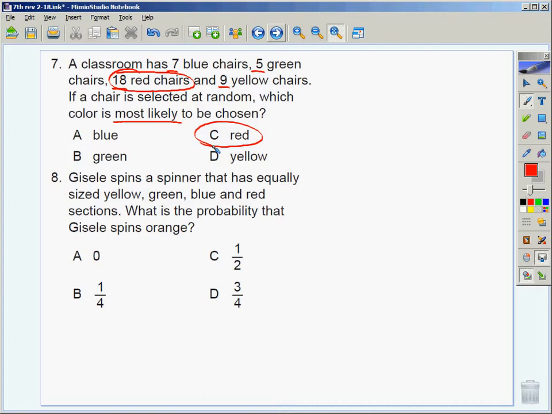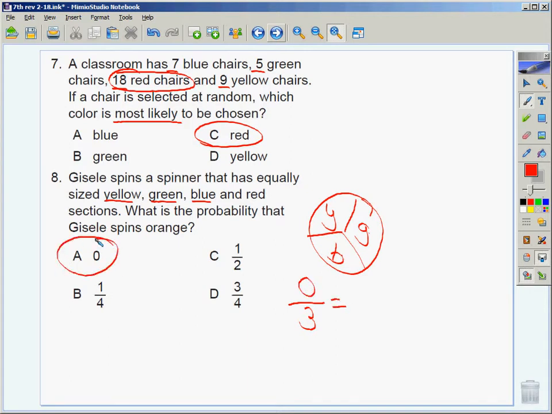If you spin a spinner that has equally sized yellow, green, and blue sections, what's the probability that you'll spin orange? Remember, there's 3 possible outcomes, yellow, green, or blue, and you look for the number of those outcomes that could be orange, which is 0. 0 divided by 3 is obviously 0. There's no chance, it's absolutely certain not to happen.